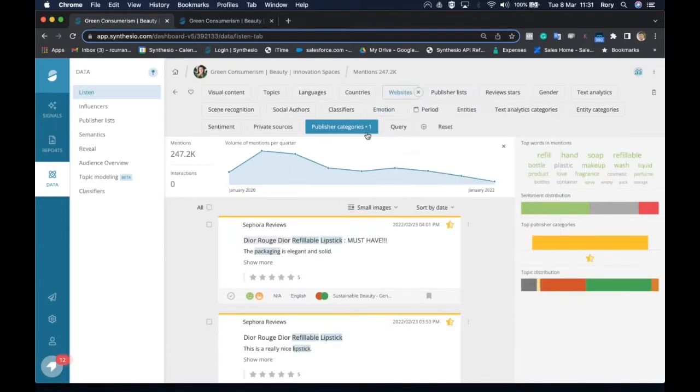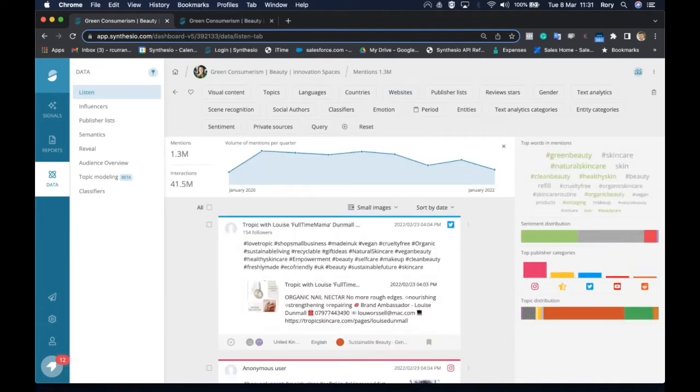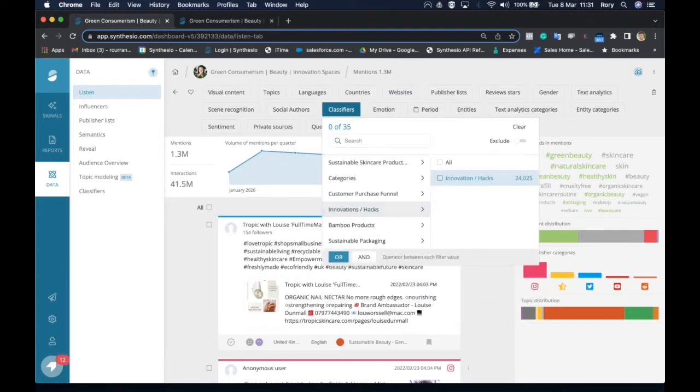In addition, what we're also able to do is apply analytical lenses in the form of classifiers to any data set. Now, this could be a framework looking at user innovation, or it can even be a community of people that we know are interested in sustainable products. As you can see here, we've already applied an algorithm for innovation hacks.